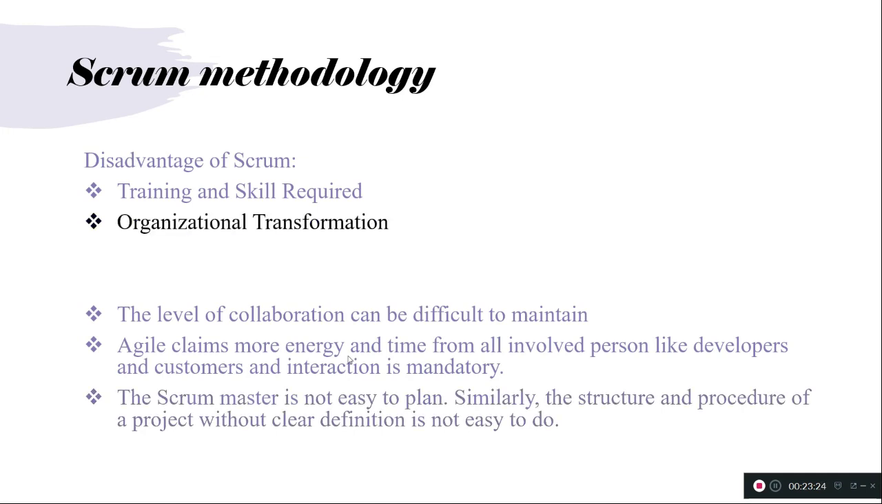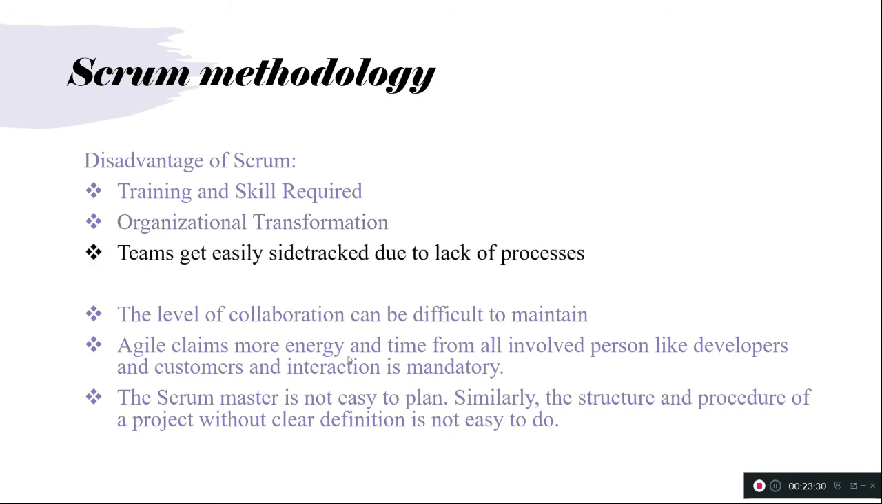And organizational transformation. The organization also should adapt to the Scrum methodology. Teams get easily sidetracked due to lack of process. As I mentioned, we are following a sprint that takes 4 weeks. We need to deliver the shippable product at the end of the 4th week. So we will not have enough time to work on the process. So there will be a process delay and the processes are not followed correctly. That will create ambiguity for the teams.